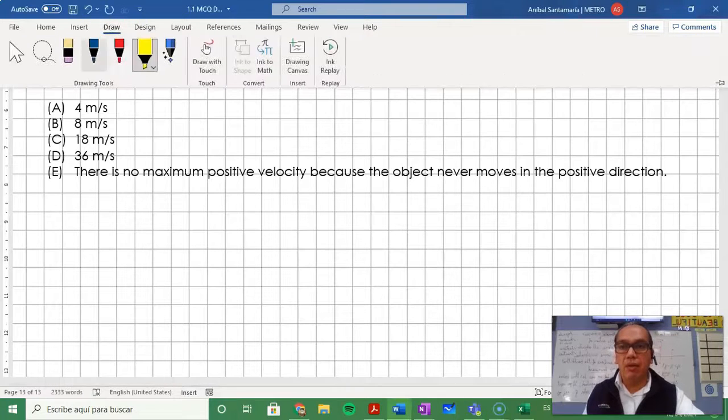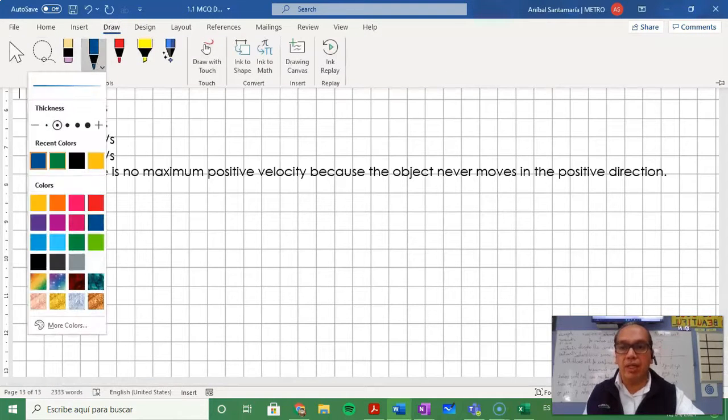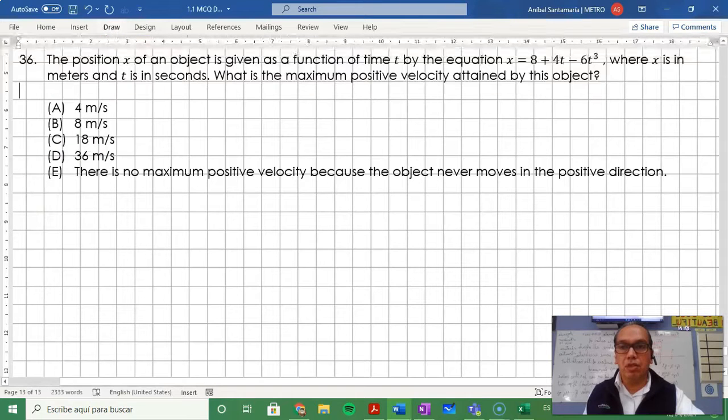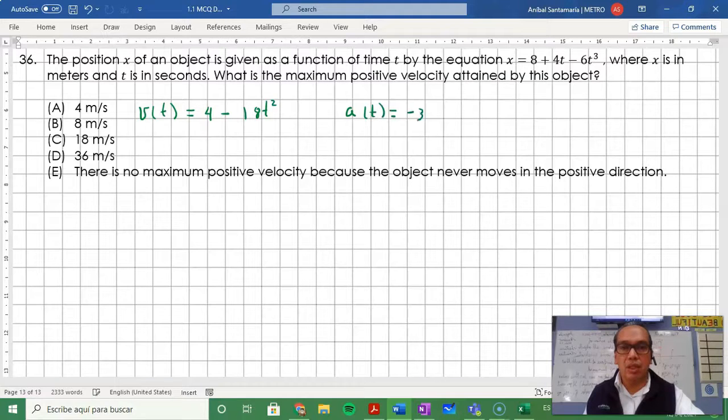Now, if we stick to the fact that the derivative of position is going to be the velocity, so the velocity in terms of time is going to be 4 minus 18t squared. Derive again, and you will get the acceleration, which is negative 36t squared.